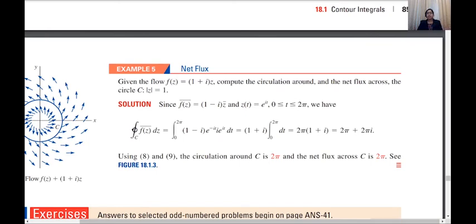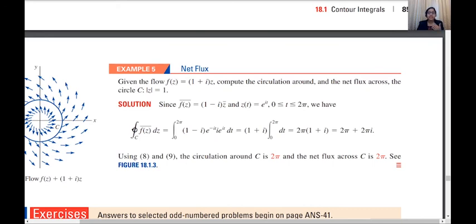That is, we are given the flow f of z is equal to 1 plus i into z. Okay, and we are asked to compute the circulation and net flux around the circle mod z is equal to 1. That is, first we will evaluate integral over C of f of z bar into dz. So here we are given the circle mod z is equal to 1. So it will be easy if we consider z is equal to e raised to it, right? So we have z is equal to e raised to it, and so z dash will be equal to i into e raised to it. And what is the variation? Circle of radius 1, so t varies from 0 to 2 pi.